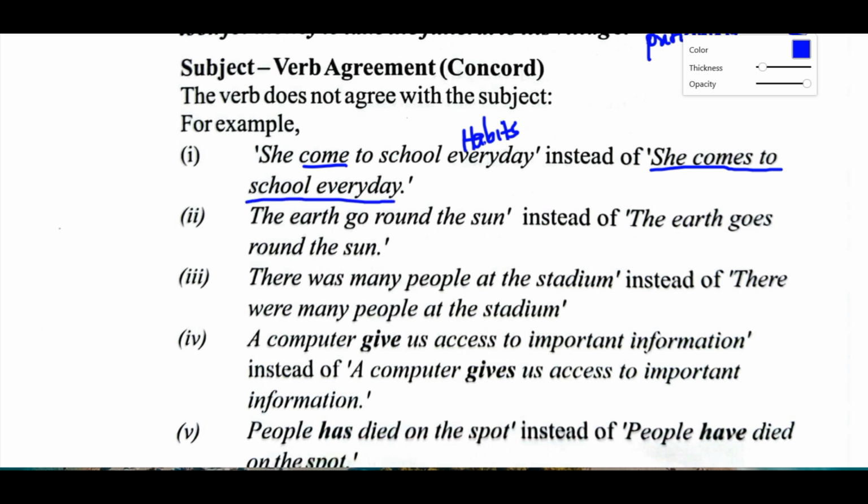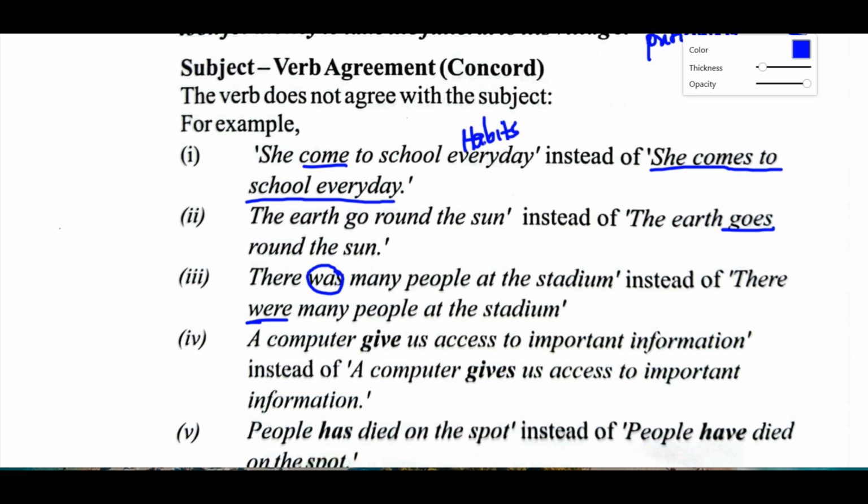"The earth go around the sun." This is a habit. It happens. It's known. It happens. Instead, we need to say "the earth goes." So if we use "go," the verb is not agreeing. "There was many people at the stadium." So here the mistake is "was." We are supposed to say "were" because it's plural.